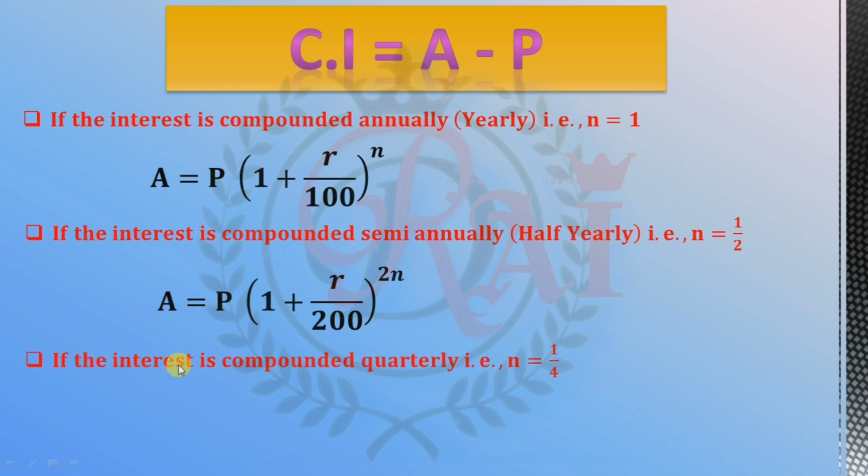And if the interest is compounded quarterly, that is n is equal to 1 by 4, then A is equal to P (1 plus R divided by 400) raised to the power 4n. Now your 100 becomes 400 and n becomes 4n.